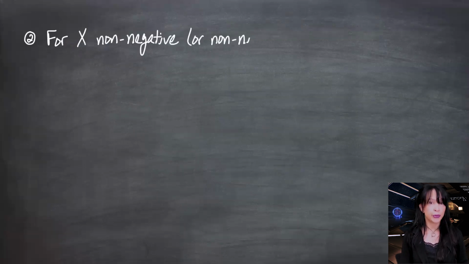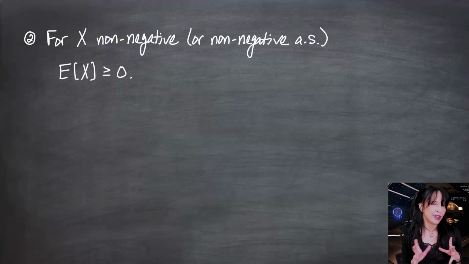So number 2: if x is a non-negative random variable, or at least non-negative almost surely, so it might get negative, but it would be on a set of probability measure 0, then the expected value of x is greater than or equal to 0. This one's really easy to see, again, by writing out the simple random variable as a sum of coefficients and indicators. The coefficients are all non-negative except for maybe some that are negative, but the corresponding indicator sets have probability measure 0. So when you take the expectation, easy to see by definition of that expectation for a simple random variable that you're going to get something non-negative.